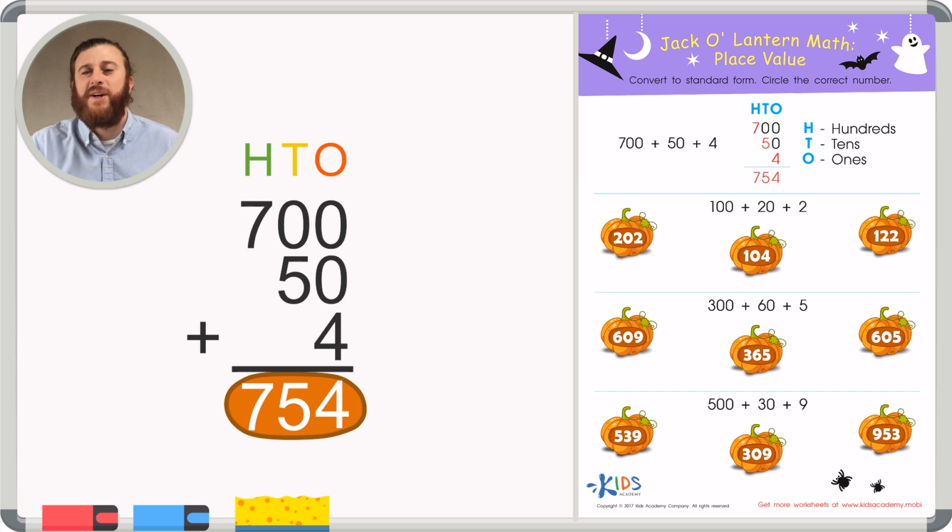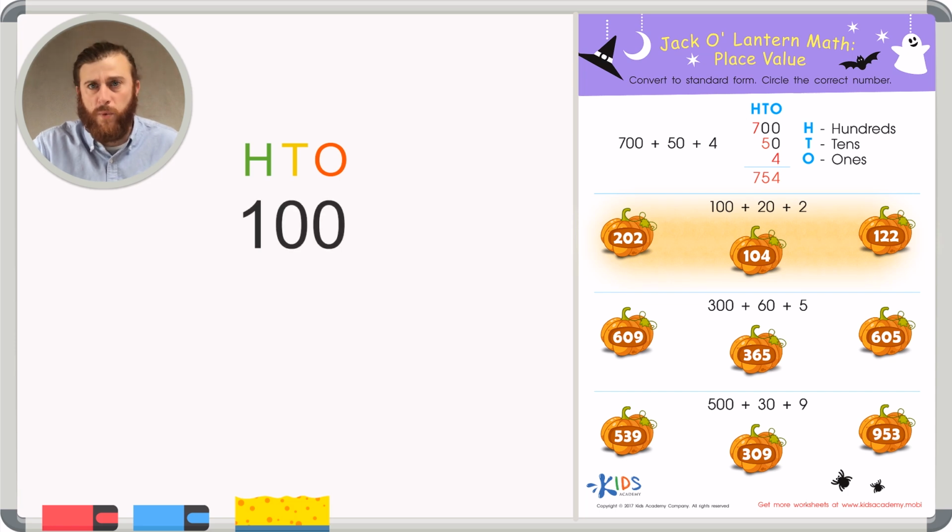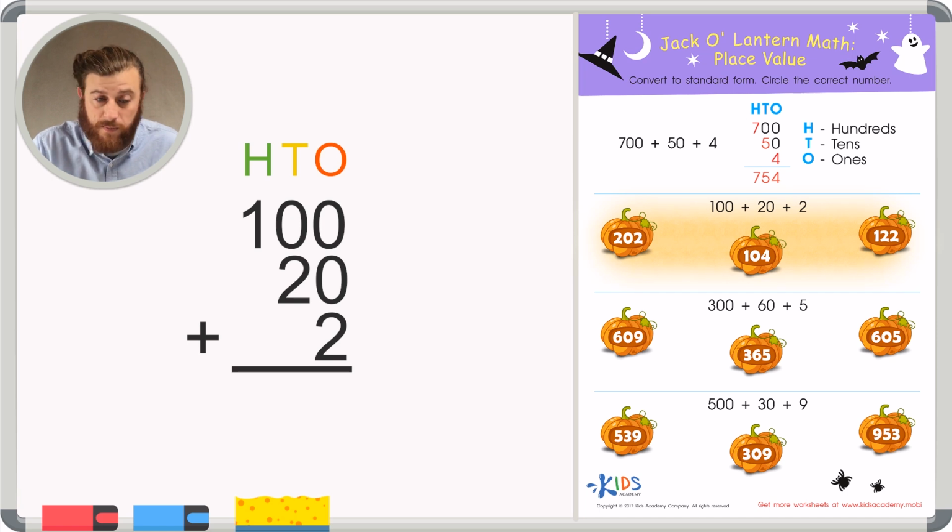Let's use this strategy to complete the rest of the worksheet. Our first example has 100 plus 20 plus 2. So let's start off with our place value chart, hundreds, tens, and ones. We'll start with 100 with a 1 in the hundreds place, 20 with a 2 in the tens place and a 0 in the ones place, and of course a 2 in the ones place with nothing else.